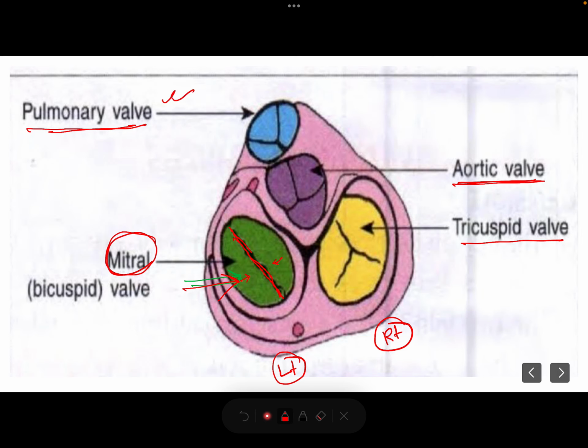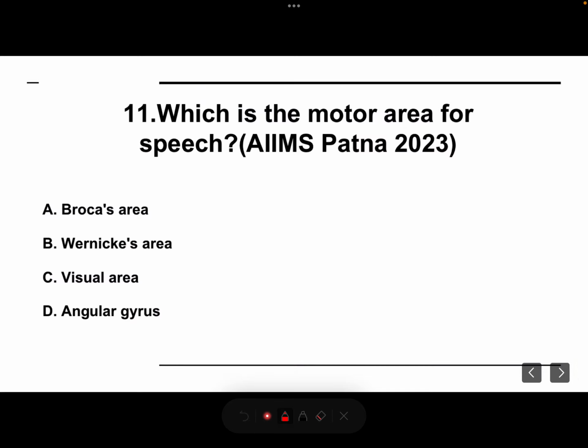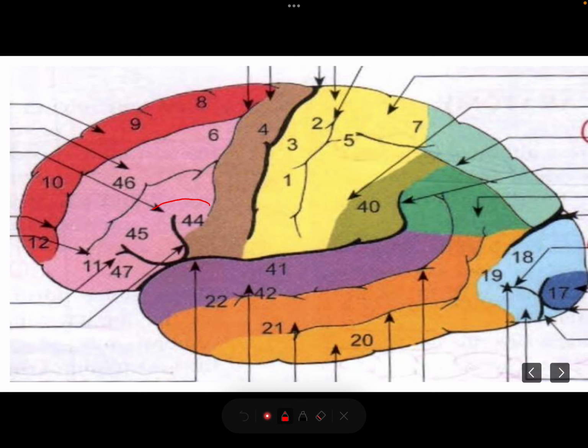Okay, come to the next question. Which is the motor area for speech? I have just discussed the Broca's area, which is denoted by area 44 and 45. This is the area called Broca's area. This is motor area and this is premotor area.